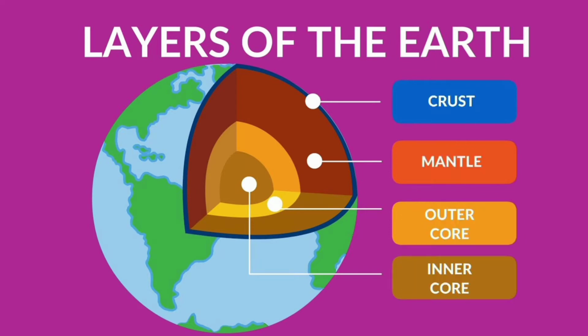Very good. The three layers of the Earth are the following: the crust, the mantle, and the core. Ang core po ay binubuo ng outer core and inner core. So let's start. Pag-aralan natin kung ano ang tectonic plate at kung ano ang mga plate boundaries.